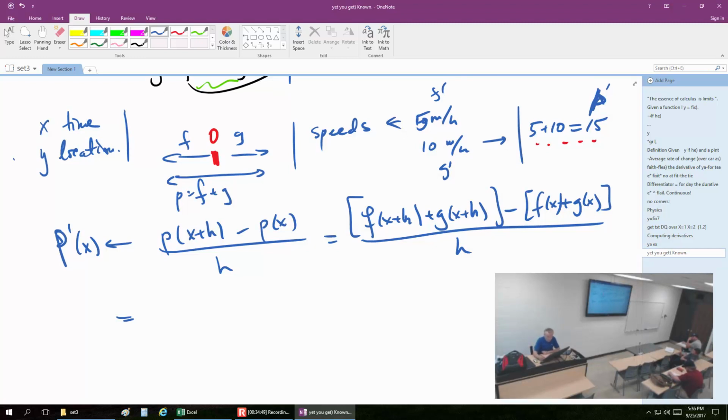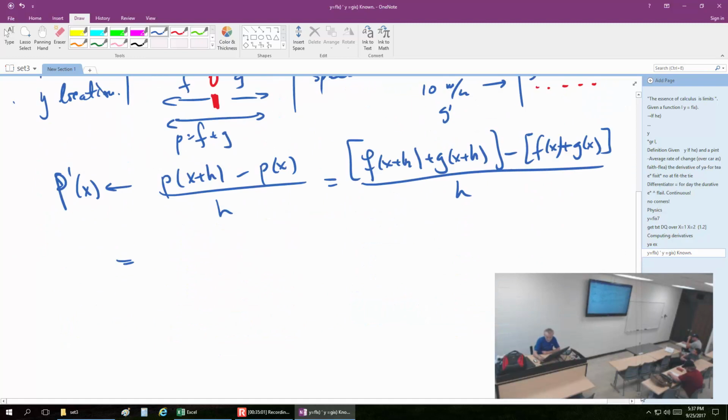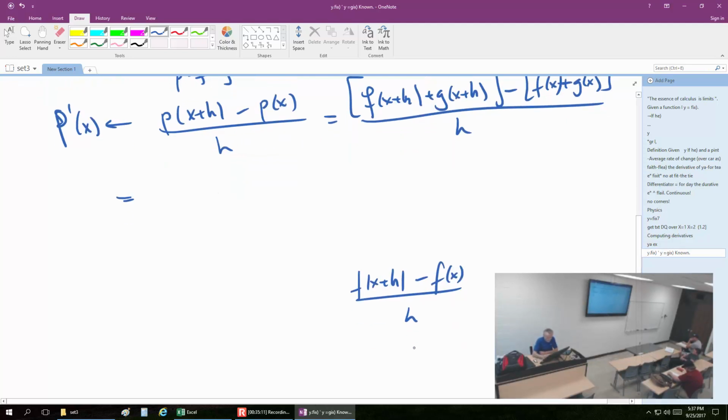The plan is to express the derivative of p, which is the limit of this, in terms of the derivative of f and g. And if I just write them down, this is what we want to arrive at: f of x plus h minus f of x over h. The limit of this is the derivative of f, right?